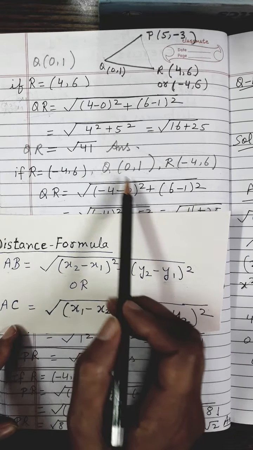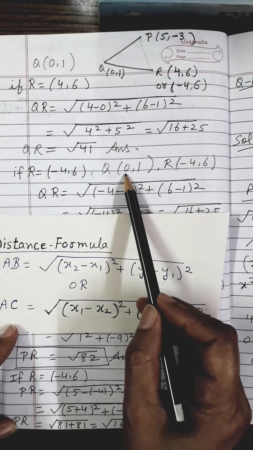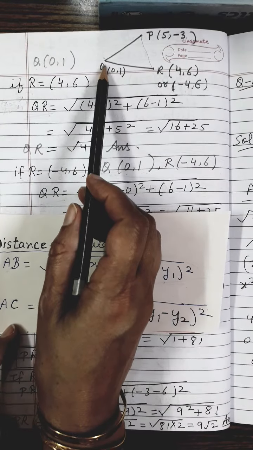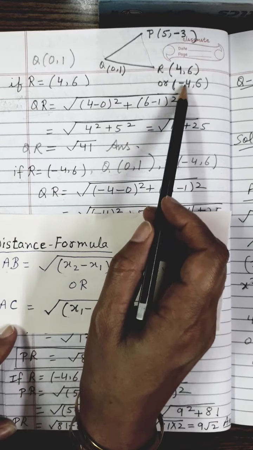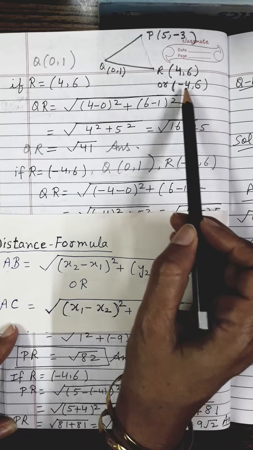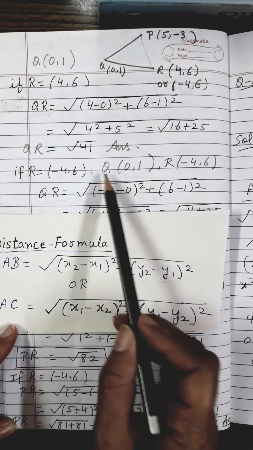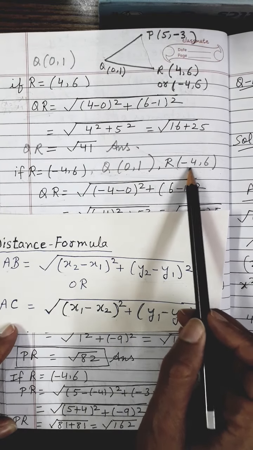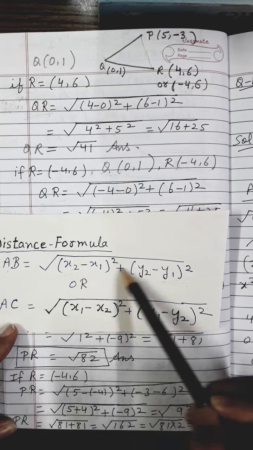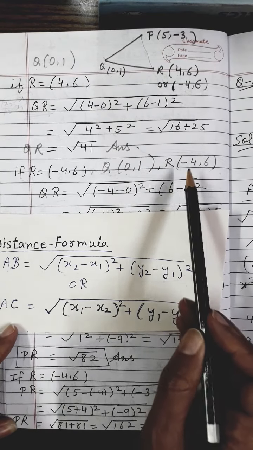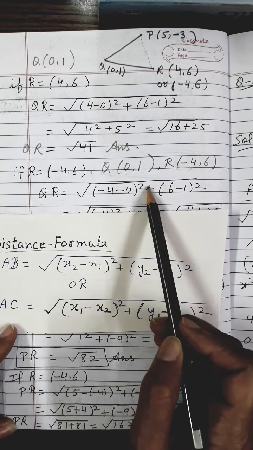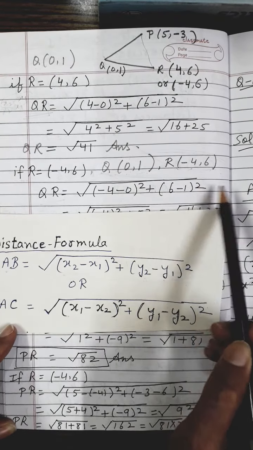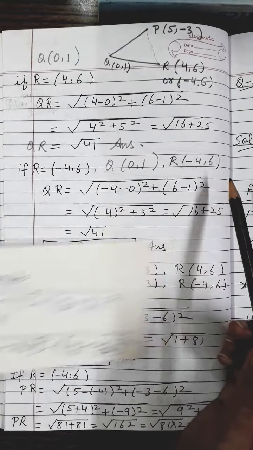Now let us come to these two points. This is x1, y1. This is x2, y2. You can look in the figure also. This is x1, y1 and this, I'm taking the negative one, so this is x2, y2. Or you can look from here also. Q is x1, y1. R is x2, y2. So use this formula. (x2 minus x1) whole square will be (-4 minus 0) whole square, right? Plus (y2 minus y1) whole square will be (6 minus 1) whole square. And this is of course under the square root.